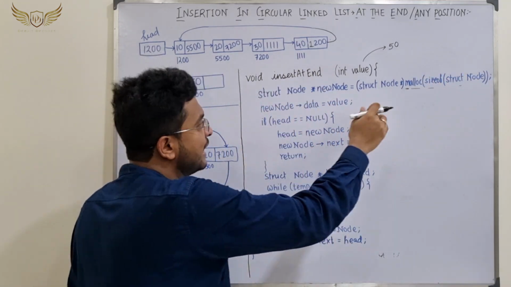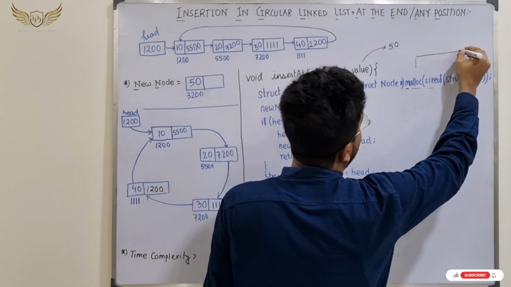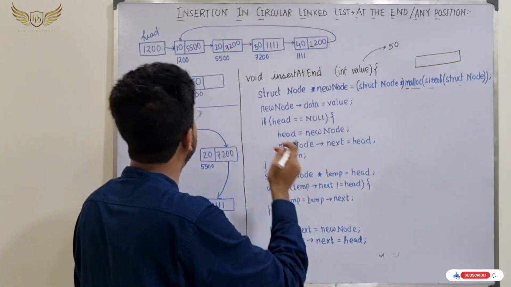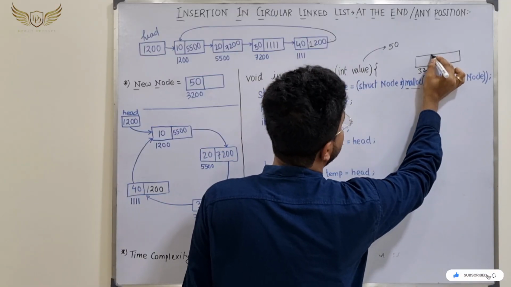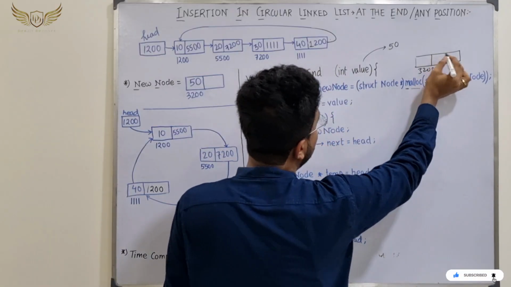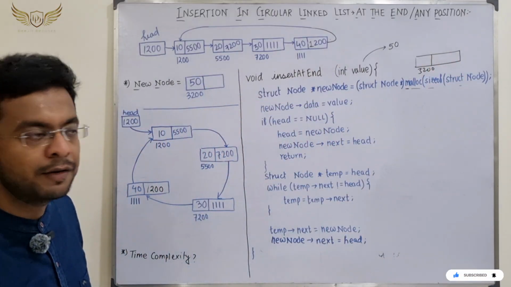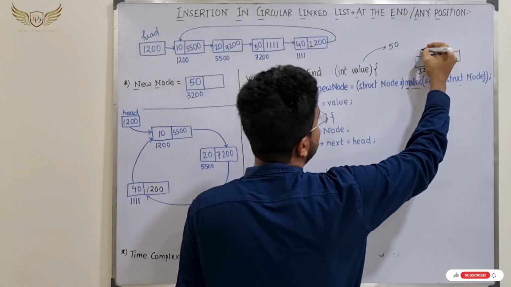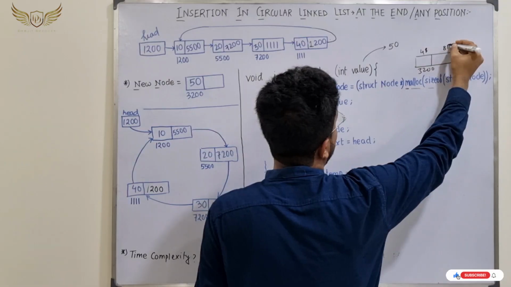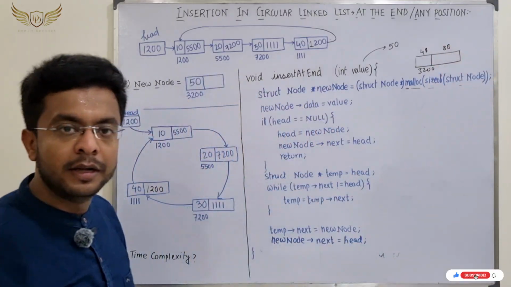Whenever you execute this line, how will it look? A new node has been created at some memory location. Say the memory location is 3200, and there is a data part and an address part. I don't know what is in the data or in the address here, but I know that it is given 12 bytes of space. Suppose this is 4 bytes and this is 8 bytes. So total 12 bytes of space is given.